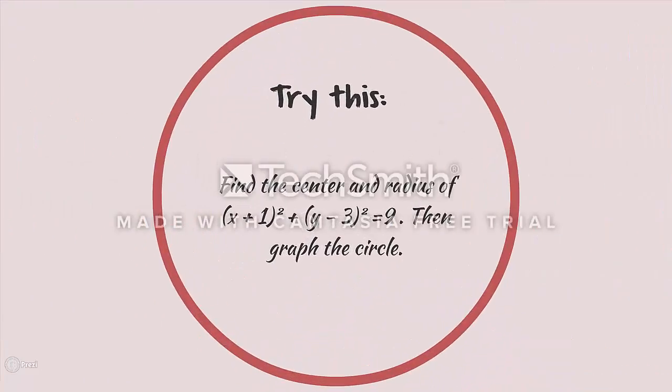Now try this. Find the center and radius of x plus 1 squared plus y minus 3 squared equals 9. Then graph the circle.